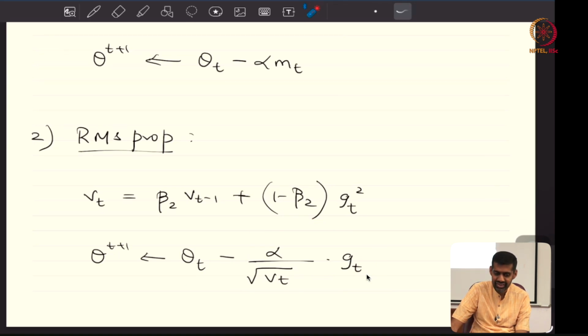Yeah. So, that is why this is RMS prop, where what we are doing is that instead of using the first order gradients, we are using these gradient squared terms. Okay. Why do we have to do this?